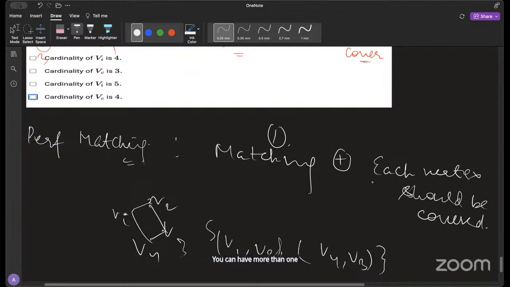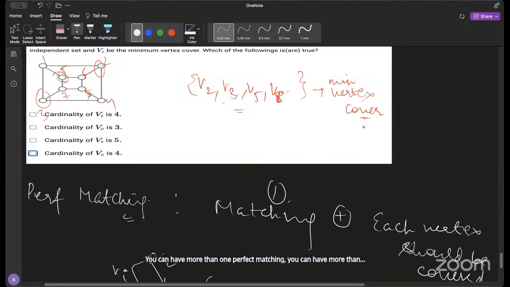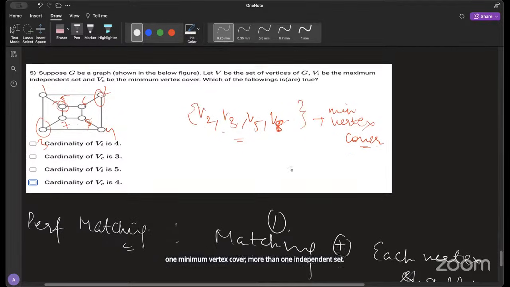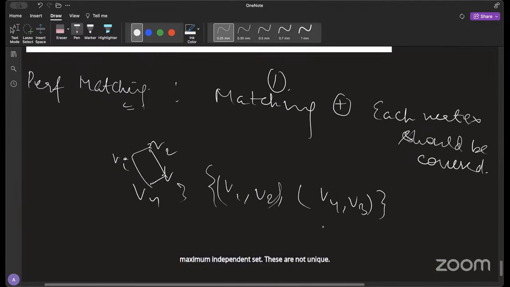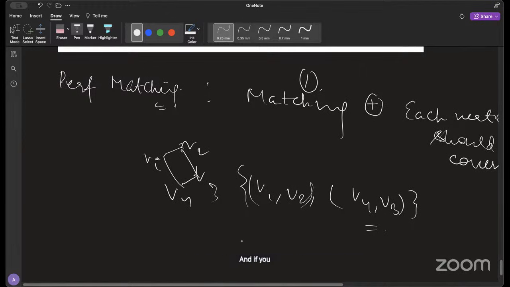You can have more than one perfect matching. You can have more than one minimum vertex cover, more than one maximum independent set. These are not unique. None of them is unique. Perfect matching is also not unique. And if you have 5 vertices or an odd number of vertices, there's no way you can have a perfect matching, because no matter what pairs you try, at least one vertex would be left.